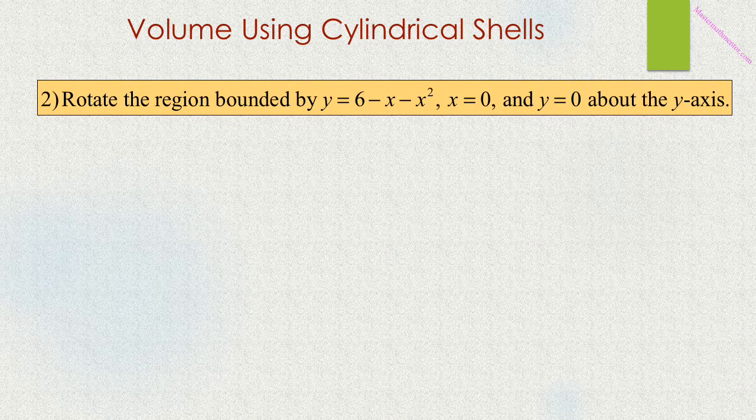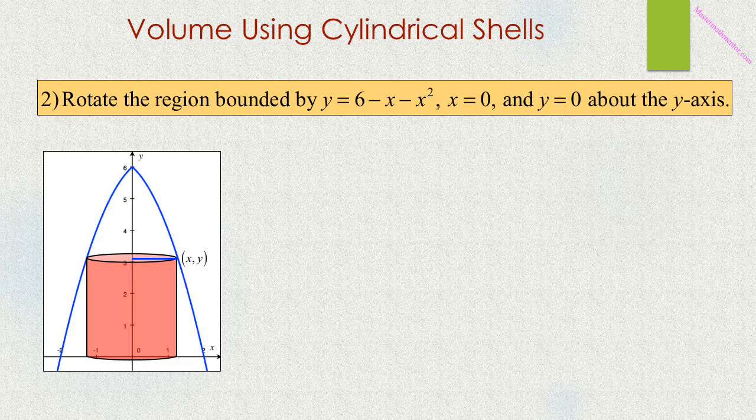Problem 2 appears similar. We are asked to rotate the region bounded by y equals 6 minus x squared, x equals 0, and y equals 0 about the y-axis. This is the first quadrant region of y equals 6 minus x squared. We will first attempt to do this by the shell method because it is far easier than the disk method.